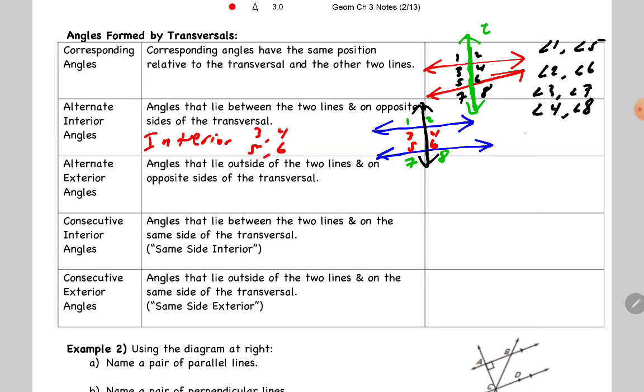Alternate interior means on the inside. So interior means inside. Alternate means on different sides. So angle 3 and angle 6 would be alternate interior. Angle 5 and angle 4 would be alternate interior.